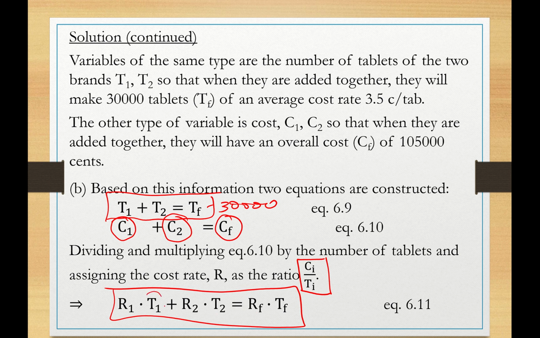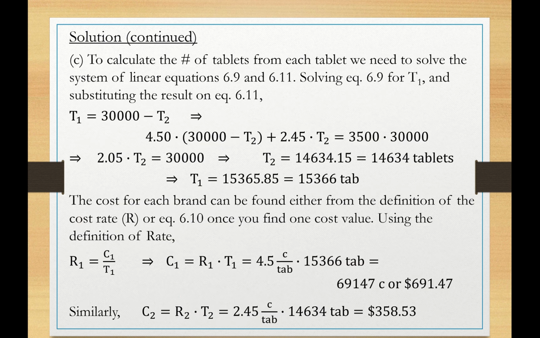Again, T1 is the number of tablets from brand 1, R1 is the cost rate of brand 1, R2 is the cost rate of brand 2, T2 is the number of tablets of brand 2, RF is my desired average cost rate, which is 3.5 cents per tablet, and of course TF is the number of tablets which we have calculated, and it's actually 30,000 tablets. So now we need to solve these two equations and calculate T1 and T2, and of course after that we can calculate how much dollar amount is spent for the number of tablets of brand 1 and how much for brand 2.